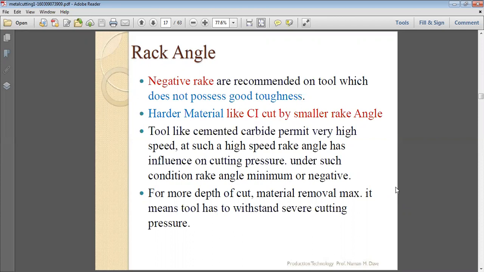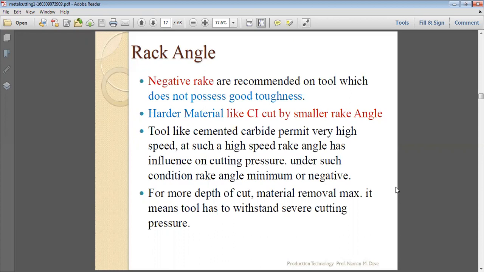Cemented carbide tools work at very high speed, and as the speed increases, the forces and the cutting pressure also increase in this case. So in order to prevent the tool from failure, we put the rake angle at a minimum or negative value.